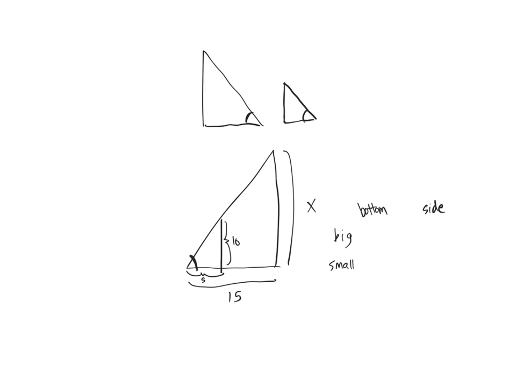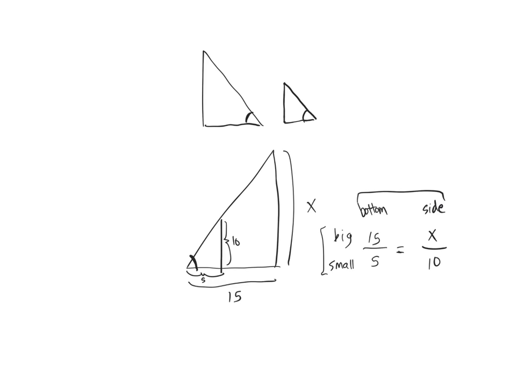So here we go. The bottom of the big triangle is 15, and the bottom of the small triangle is 5. You set that equal to the side of the big triangle, which is x, divided by the side of the small triangle, which is 10. Do you see how I did that? So basically you want to put big and small on the left side here, and bottom and side on the top here. This is a really easy way to do this.